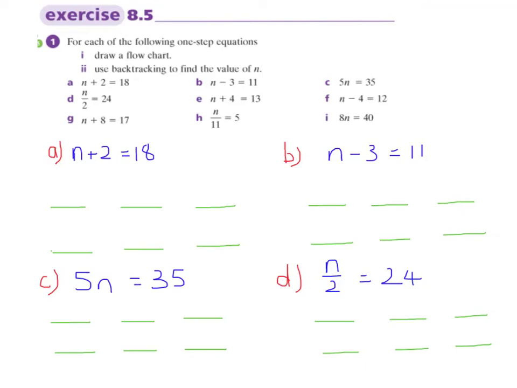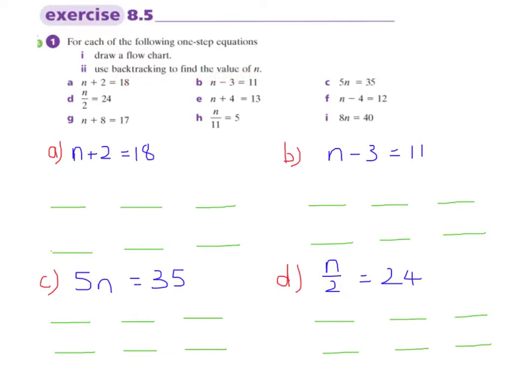Okay, we're going to start exercise 8.5. Now let's read the question. It says, for each of the following one-step equations, so one step means it's only got really one step in it, draw a flowchart, use backtracking to find the value of n.